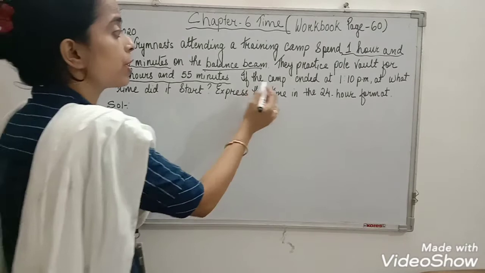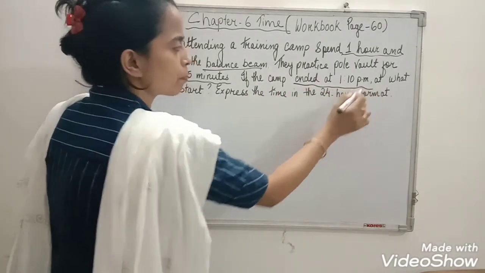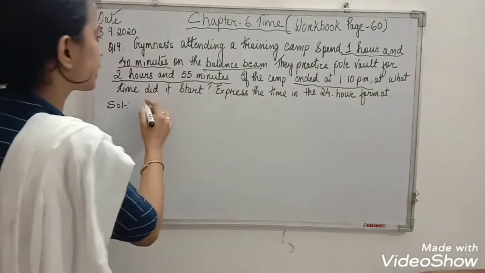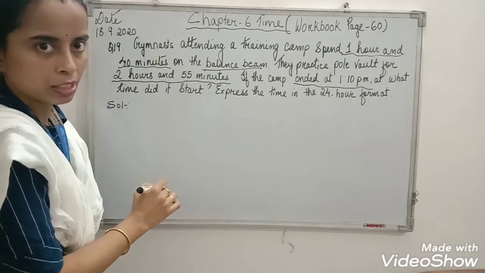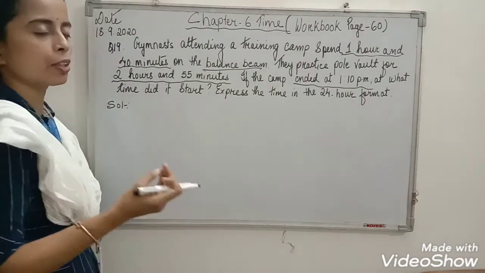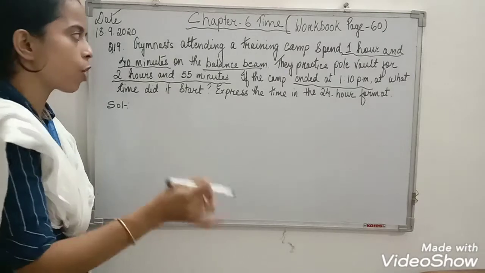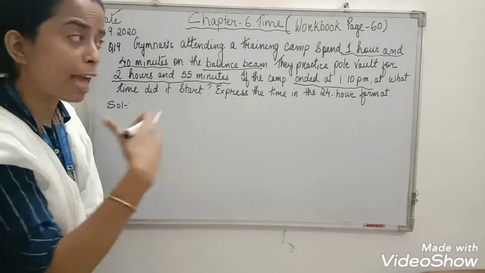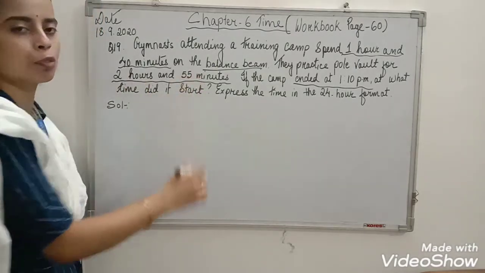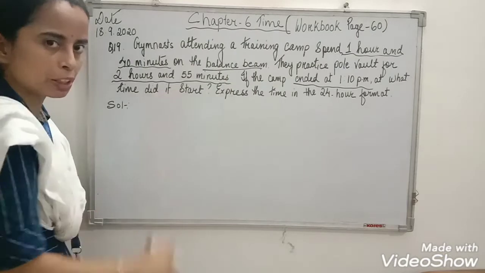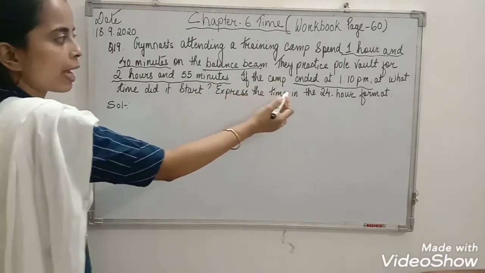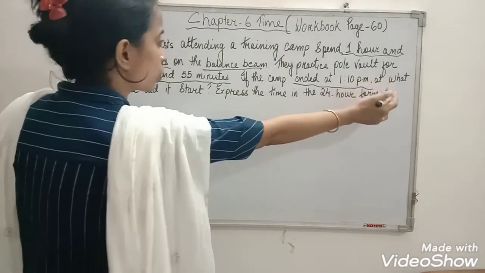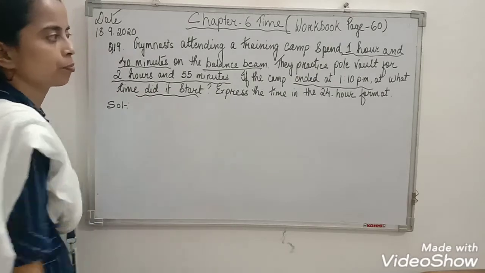If the camp ended at 1:10 p.m., that is the ending time, the question is asking at what time did it start? They spent 1 hour 40 minutes on the balance beam, and they practiced pole vault for 2 hours 55 minutes. These two are the durations, right?